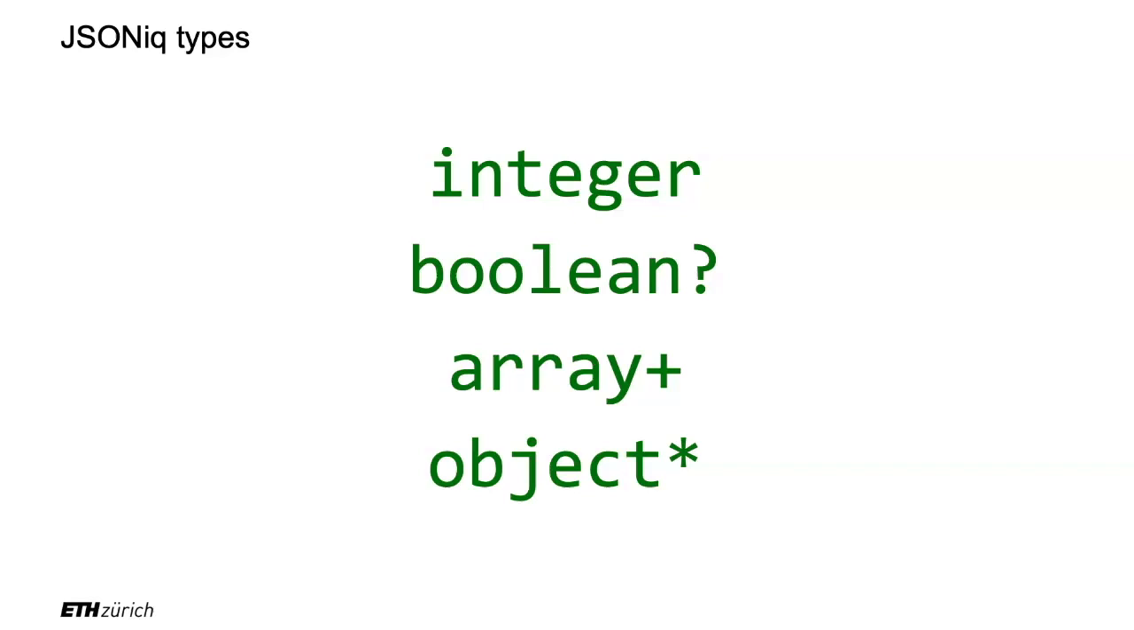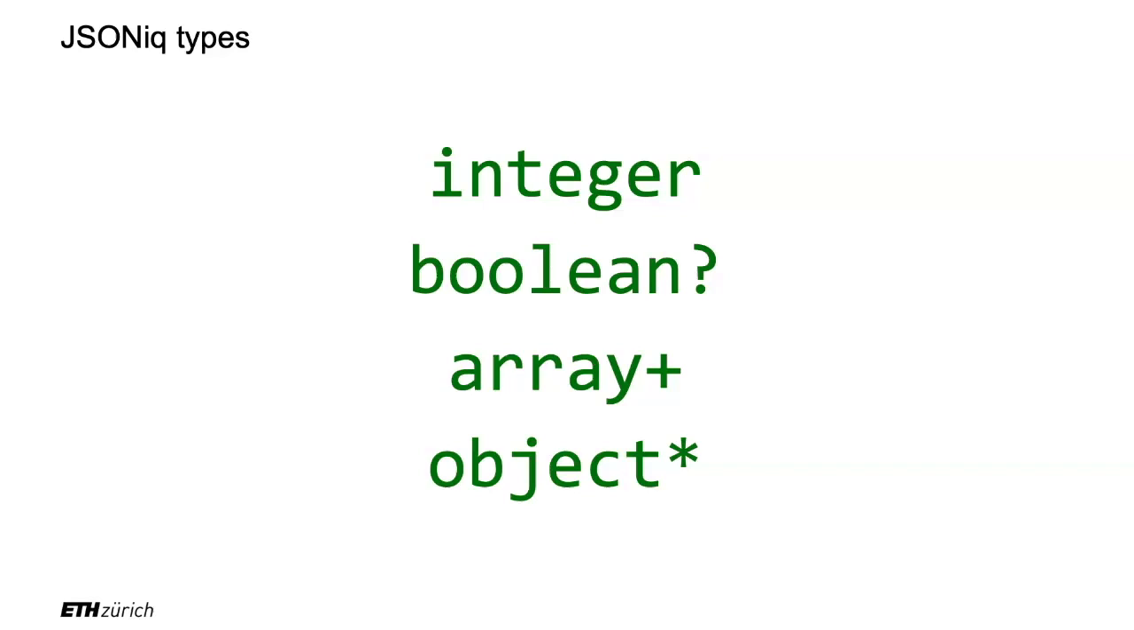Boolean is a sequence of 0 or 1 Boolean items, so either the empty sequence or a single Boolean item. Array plus means a non-empty sequence of arrays, can be 1, 2, or more arrays, that's the plus. And the star means a sequence of objects, possibly empty, right? The difference between plus and star is that star allows for empty, plus does not allow for empty.